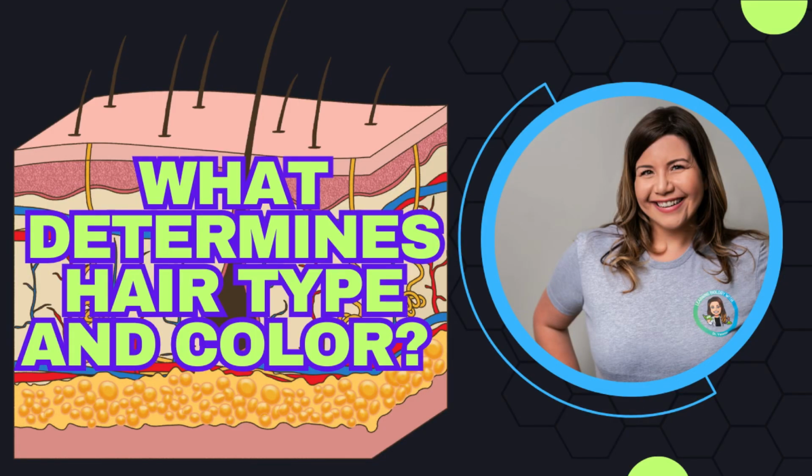Hair. It's something we style, cut, color, and sometimes even wish we had more of. But have you ever wondered what makes hair straight or curly, dark or light, or why we grow hair in some places but not others? From the soft fuzz of a newborn to the coarse hair on your scalp or beard, hair types and colors vary widely across the human body and throughout life. Today, we're breaking down the different types of hair and what determines its color.